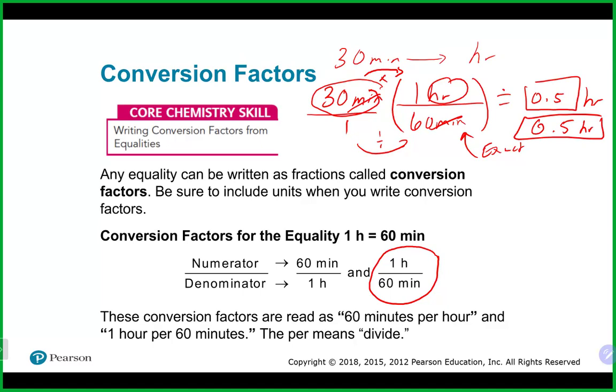So when you're doing this, you just want to keep it simple. Three things to remember, basically: opposites cancel, multiply the top, divide the bottom.